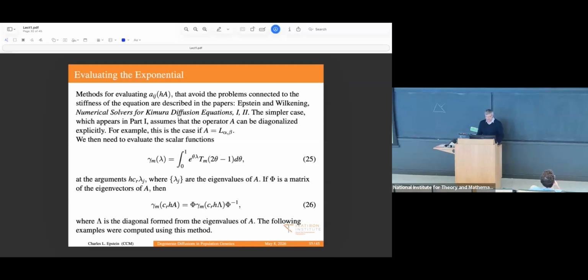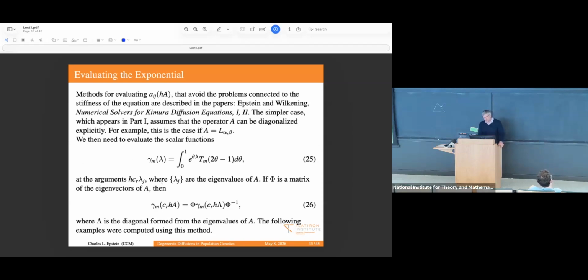And the simplest case, which we do in part 1, we just assume the operator can be diagonalized. So for example, if it's L alpha beta, then what we need to do is evaluate certain scalar functions. We call them gamma n of lambda, which are exponential moments of Chebyshev polynomials. It takes a few steps to get there. It's not obvious that that's the right thing to do, but that's what we do.